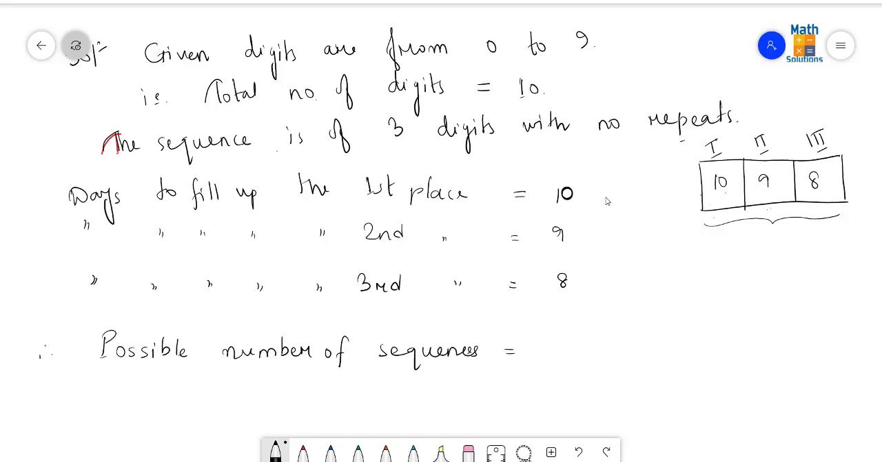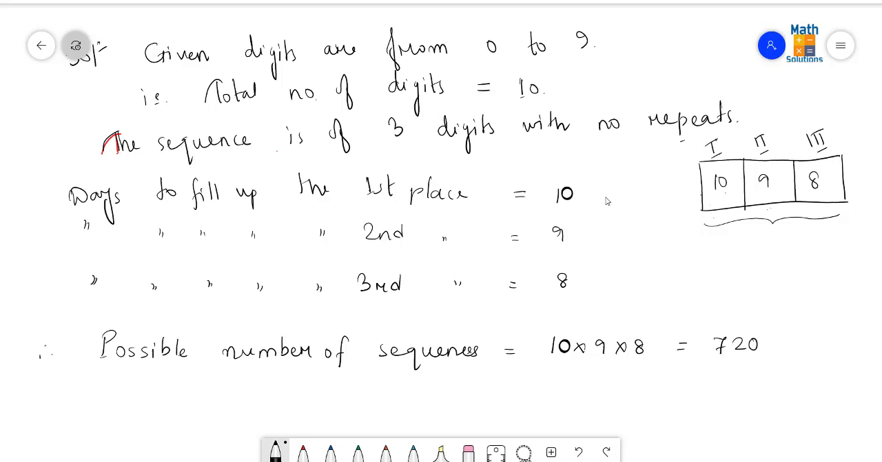That is equal to, how can we write? 10 into 9 into 8, and the result comes as 720. Here also the fundamental principle of multiplication is applied. Why so? Because in these cases we cannot ignore any one of these digits, this place, this place and this place. So combining these 3, we are getting this result. Since there is "and", therefore the fundamental principle of multiplication is used here.